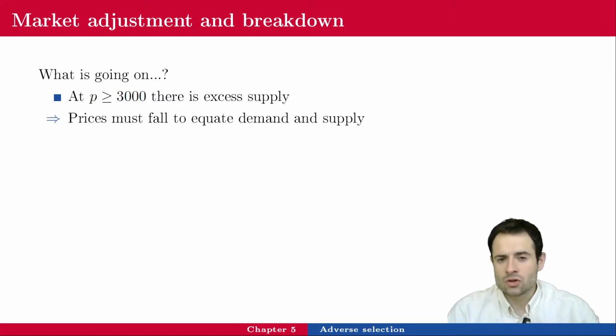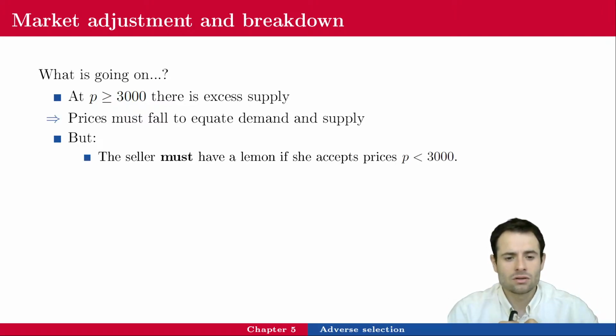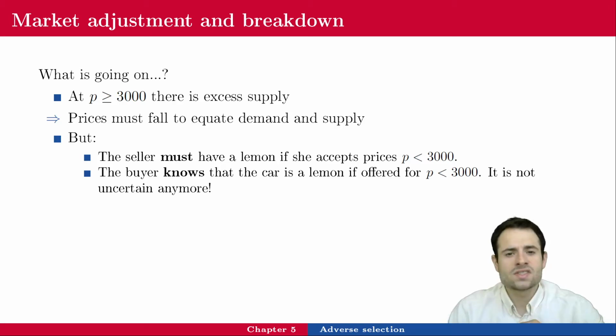If you want demand to equal supply, you need prices to fall. But if the price falls below $3,000, then it cannot be a good car anymore. The seller must have a lemon if she accepts prices lower than $3,000. And the buyer knows the willingness to pay. The buyer doesn't know the quality of the car, but the buyer knows how much the seller is willing to sell each type of car for. So, if the buyer sees a lower price than $3,000, he concludes it's a lemon.